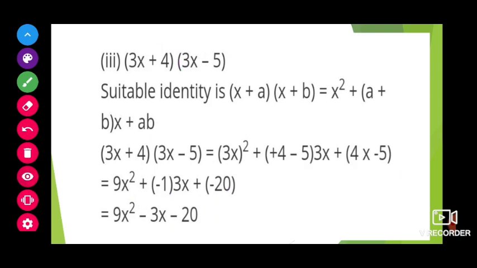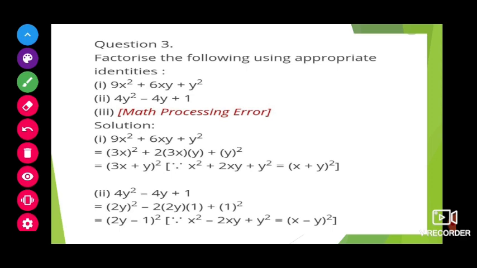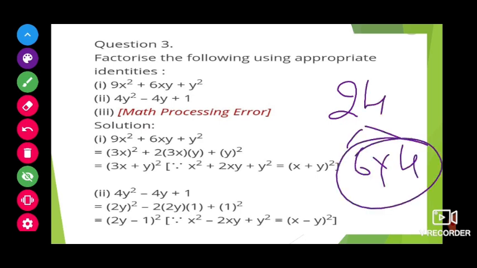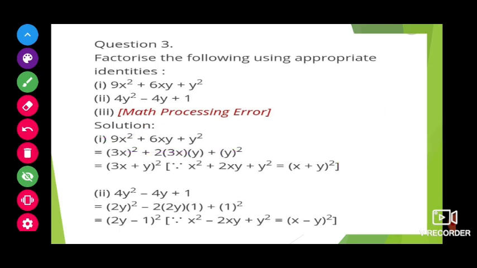Next, factorize the following using appropriate identities. So they are asking us to factorize using the appropriate identities. Factorize in the sense, children, we have to write the given expression as a multiplication of two expressions. For example, with numbers, if we take 24, we can write 6 into 4. This is called factorization. In the same way, if I take an algebraic expression, I have to write it as a multiplication of two expressions. So here, children, first one, 9x square plus 6xy plus y square.